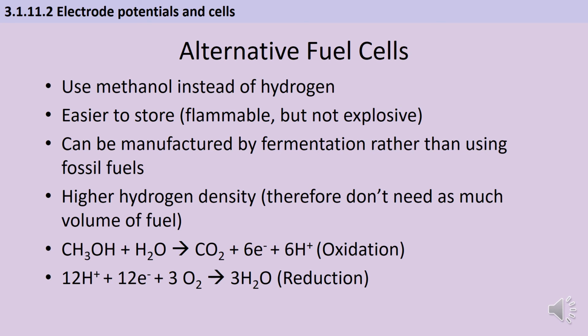Finally, here are some half equations just to show you how it's done. So we've got the methanol and the water producing carbon dioxide, 6 electrons and 6 hydrogen ions. And then in the second equation, we've had to double up here, but we've got 12 hydrogen ions, 12 electrons, and some oxygen producing water. So overall, if I were to balance those and make them cancel out, then what I'd be producing is carbon dioxide and water.